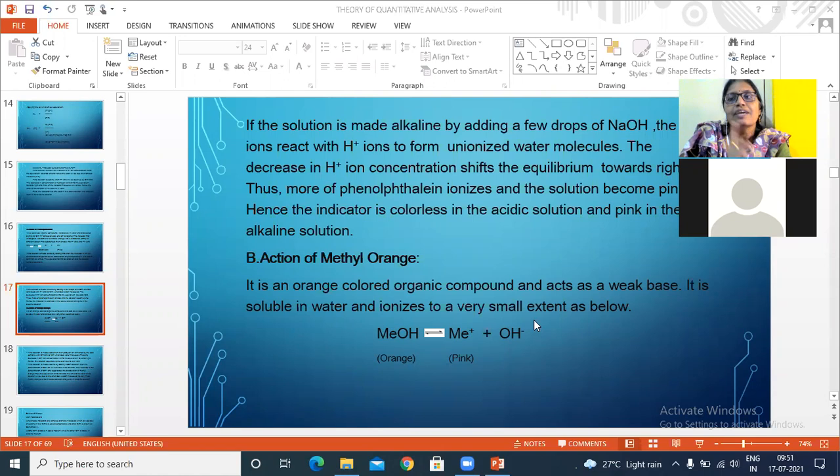Phenolphthalein is a weak acid, because it can generate H plus ions. That is the meaning. What is the difference between acid and base? Acid liberates H plus ions, base liberates OH minus ions. Whether it is an organic compound or inorganic compound, phenolphthalein is ready to liberate H plus ions, or when it undergoes dissociation, we are expecting H plus ions. So it is simply a weak acid.